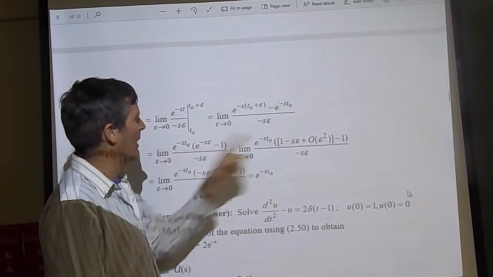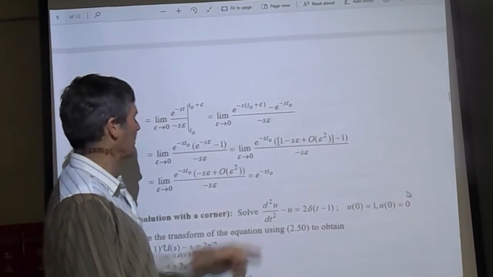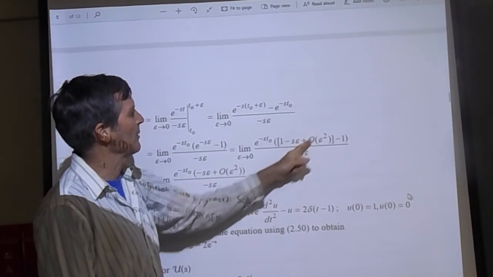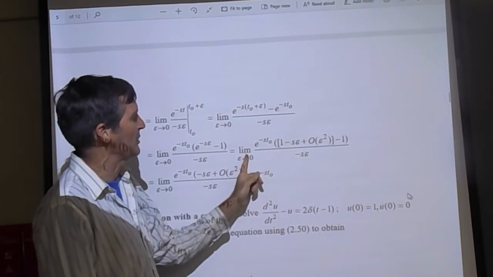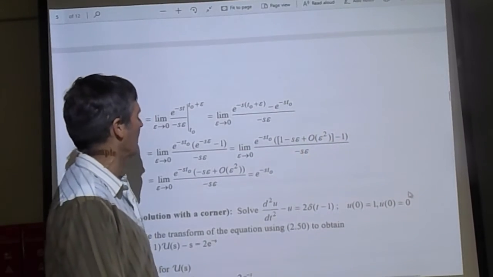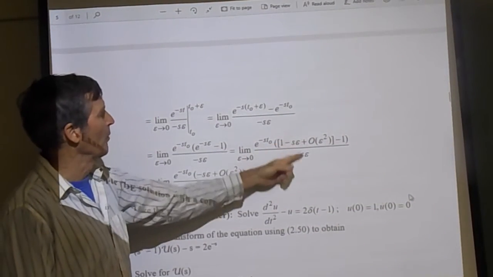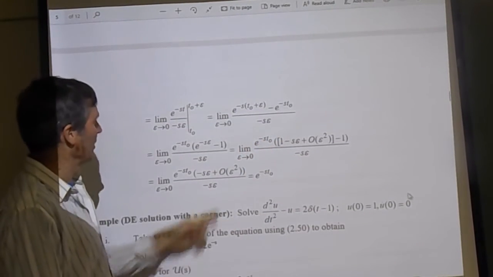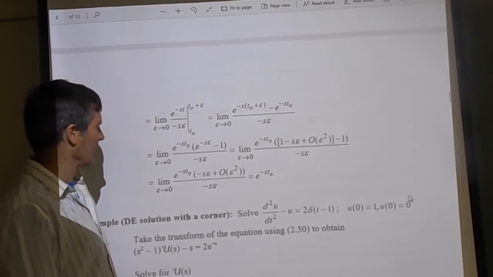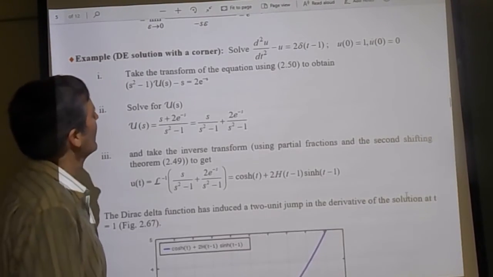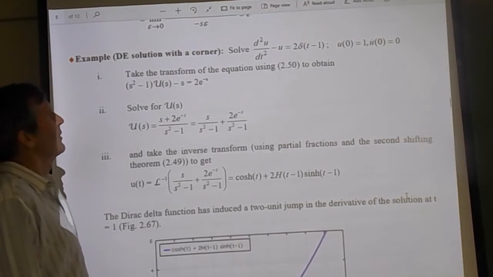And now, the 1 and the minus 1 cancel, and what you get is minus s epsilon over minus s epsilon, plus smaller terms whose quotient goes to 0 in the limit as epsilon goes to 0. So you can ignore these because their limit over s epsilon is 0. And what you have is e to the minus s t0 times 1 in the limit. And there is how you derive the Laplace transform of the Dirac delta function.